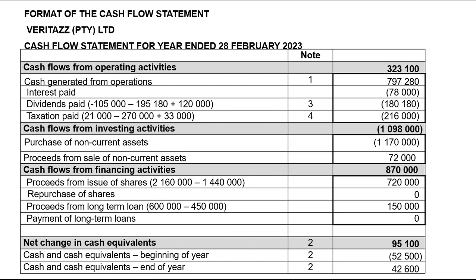So what are we going to do now? You are going to take cash generated from operations of 323,100, subtract this 1,098,000, and add cash generated from financing activities of 870,000. It should give you the same net change in cash and cash equivalents of 95,100. Awesome, isn't it? Isn't it interesting? The cash flow statement is quite easy, isn't it?